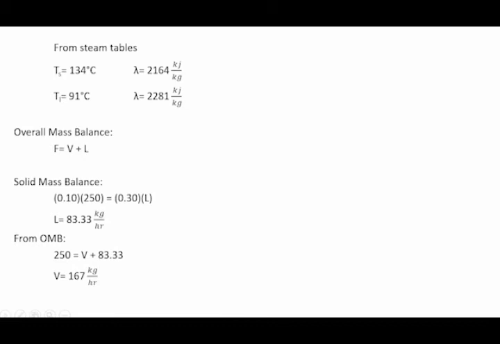From the data retrieved from the steam tables, we may now update our flow diagram for the problem. So the feed entering at 18 degrees Celsius will experience heating up to 91 degrees Celsius in the evaporator, while the steam entering at 134 degrees Celsius will experience cooling upon entering the evaporator at 91 degrees Celsius.